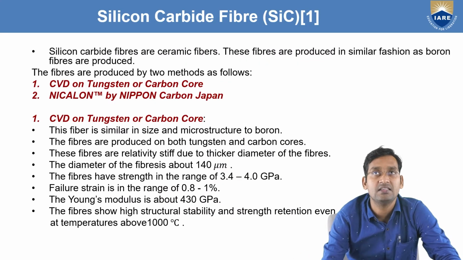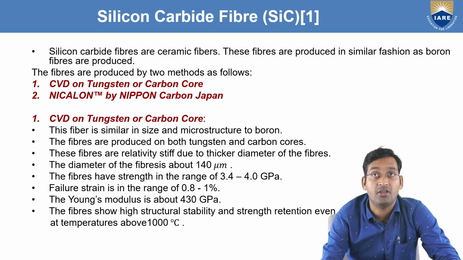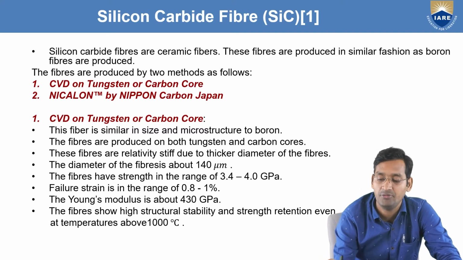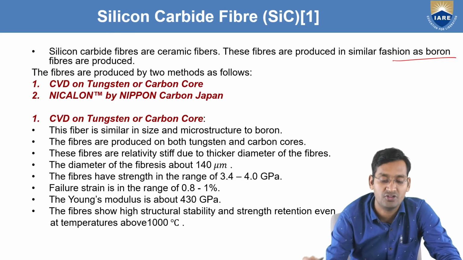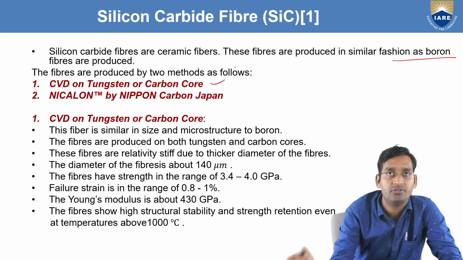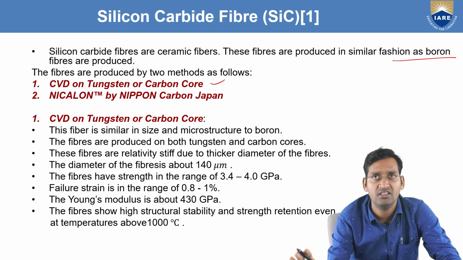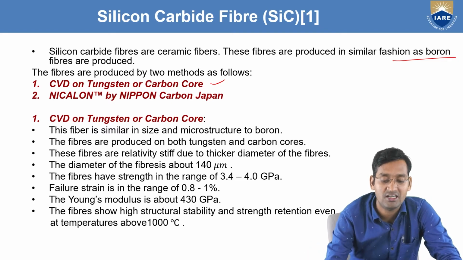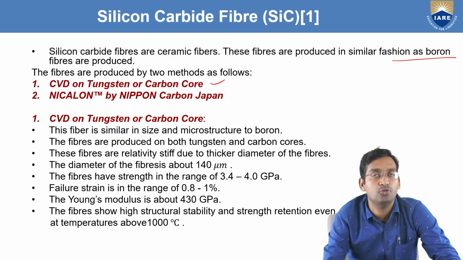Now next is silicon carbide fiber. Silicon carbide fibers are ceramic fibers. These fibers are produced in a similar fashion as boron fibers, so just like boron fiber, silicon carbide fiber can also be produced. The fibers are produced by 2 methods. First, we have already seen CVD, by which we made boron fiber. There, in the case of boron, we use tungsten. So here, tungsten or carbon core can be used in CVD.